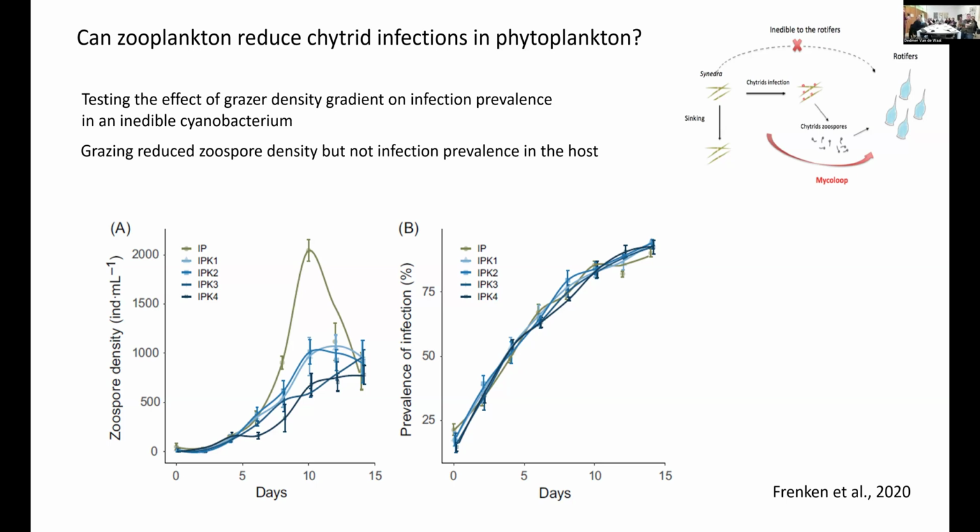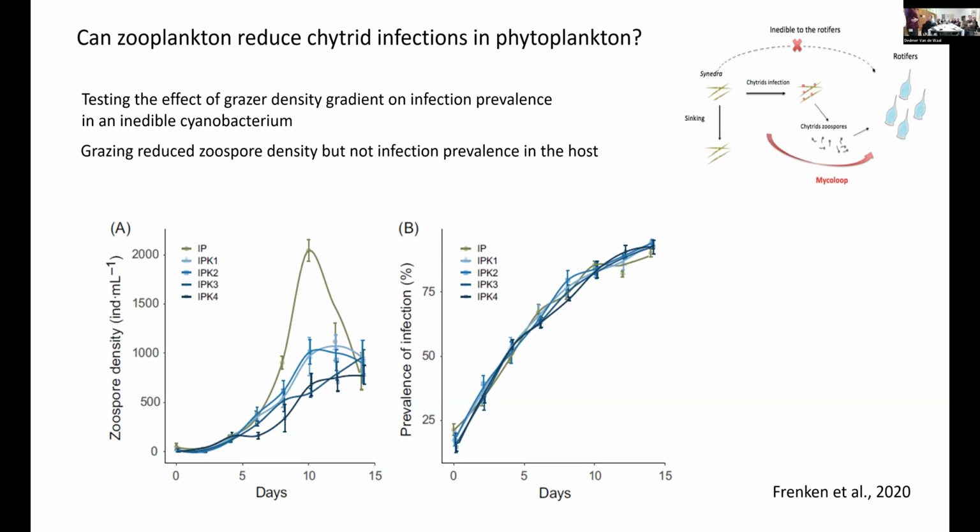We exposed infected Plantotrix to different densities of consumers, and were a little bit disappointed that in terms of prevalence of infection, we didn't really see that much of a difference at all. The disease was just happily infecting everything. So this is 75% here, so it's way above 75% at the end of the experiment.